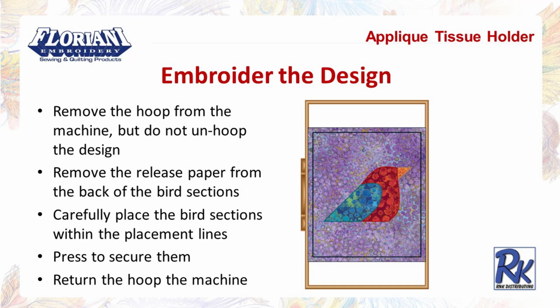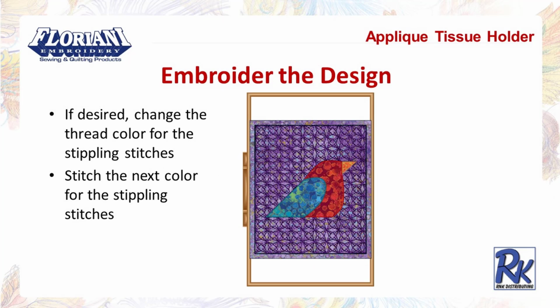Next you'll want to remove the hoop from the machine, but do not unhoop the design. You'll want to remove the release paper from the back of your bird sections and then carefully place those bird sections within the placement lines, and then press with a hot iron to secure them and then return the hoop to the machine. Now if you want to, you can change the thread color for the stippling stitches and then go ahead and stitch that next color to actually create the stippling stitches.